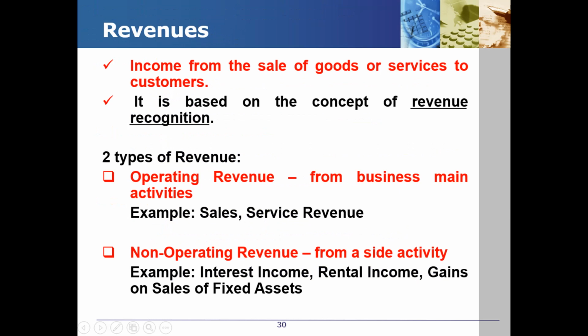What is revenue? Revenue is income from the sale of goods or services to customers. It is based on the concept of revenue recognition. Two types of revenue. 1. Operating revenue from business main activities. Example, sales and service revenue. 2. Non-operating revenue from a side activity. Example, interest income, rental income, and gains on sales of fixed assets.